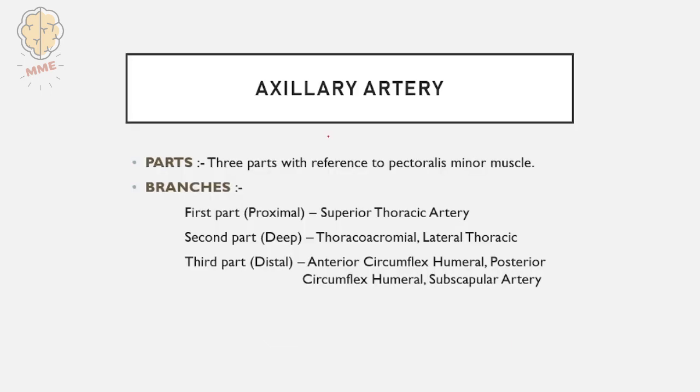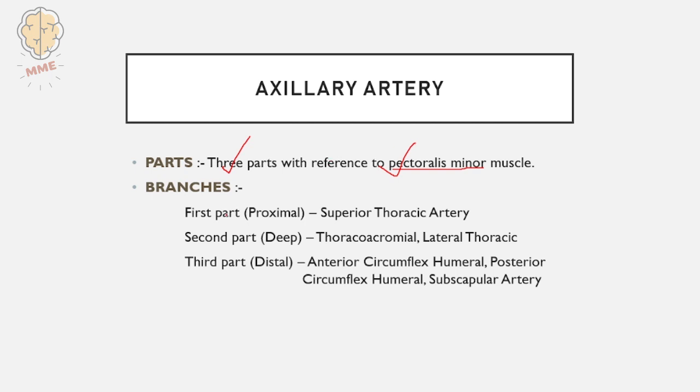Next we will start with the axillary artery. It also has three parts, but with reference to the pectoralis minor muscle. This is even a PG question, so remember this: with reference to pectoralis minor. The subclavian artery is with reference to scalenus anterior: S for subclavian, S for scalenus.